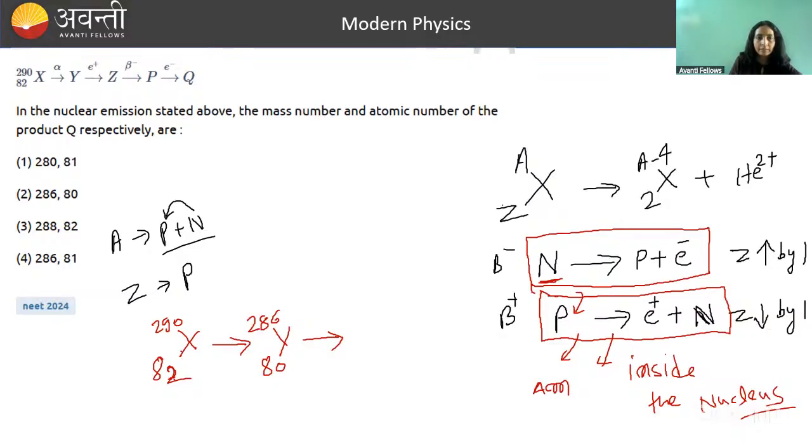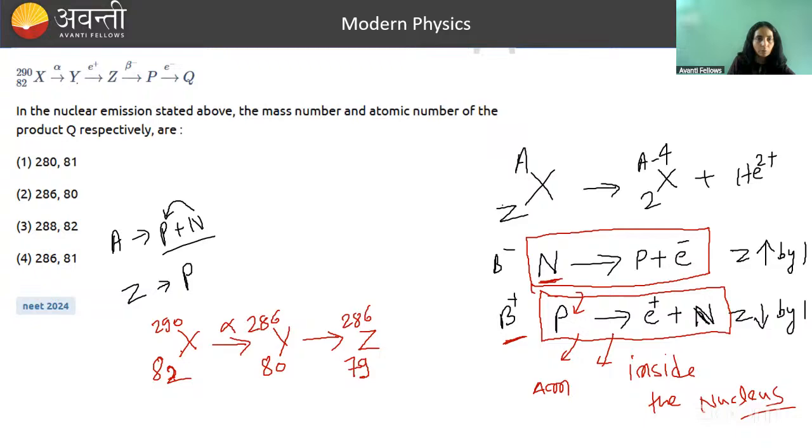एक second, X went into Y with alpha decay and then Y will go to Z with positron getting released, right? E plus. So if E plus is getting released, what does it mean? Beta plus decay is happening. And here what will happen? One proton will get converted into neutron. So जो तुम्हारा Z बनने वाला है, atomic number will decrease and that will become how much? 79. And this will be how much? It is 286.